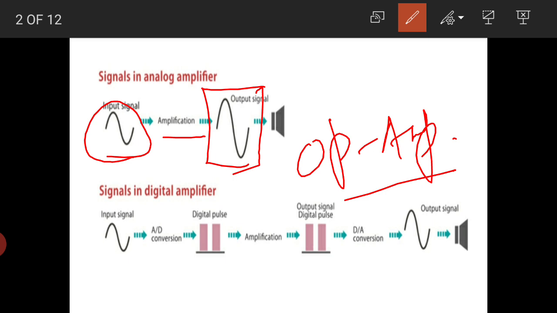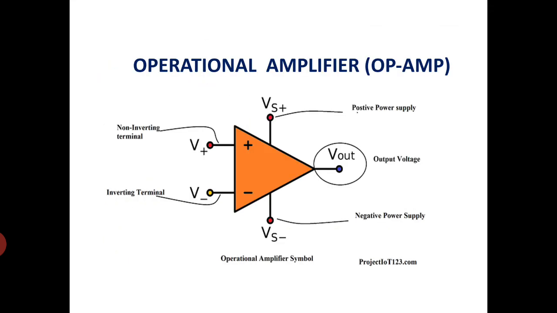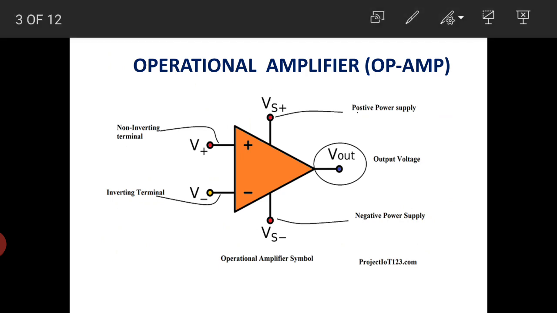When digital computers had not evolved, mathematical operations like addition, subtraction, integration and differentiation were performed by using this operational amplifier. By connecting some resistors and capacitors together, differential operations can be performed. That's why it is known as operational amplifier. Operational amplifier in short is also known as op-amp.